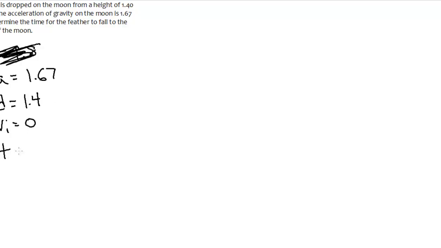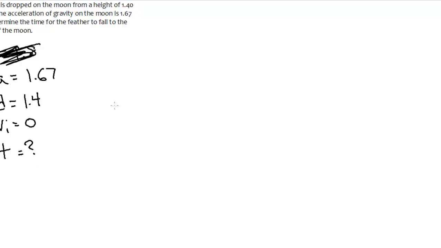So our constant acceleration is no longer that 9.8, okay? We're on the moon. That's only Earth. In this case, they give us an acceleration of 1.67 meters per second squared. They've given us a height of 1.4 meters. And since we're dropping something, we know that the initial velocity is going to be 0. And they want to figure out the time in this case. So time is our unknown.